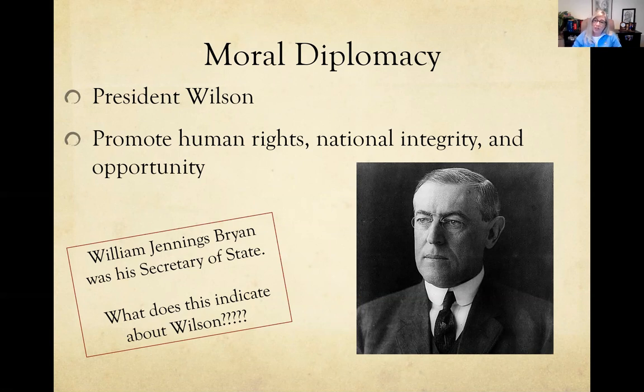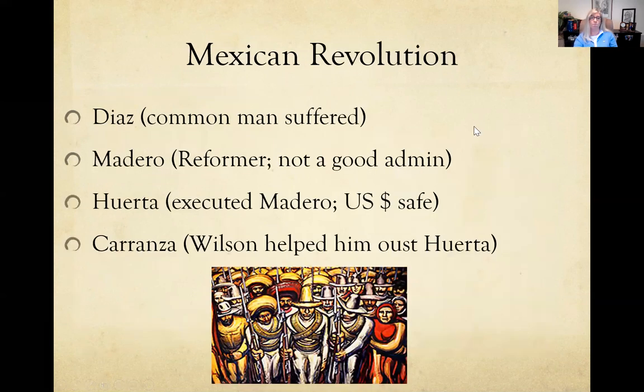So his Secretary of State is William Jennings Bryan. And we've also talked about William Jennings Bryan being part of the anti-imperialist league, this whole group of famous Americans who were opposed to US involvement in imperialism. So this again tells us that this idea of morality and moral diplomacy is all wrapped together here with Woodrow Wilson.